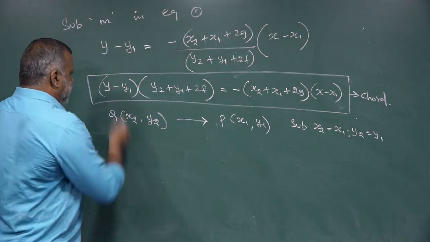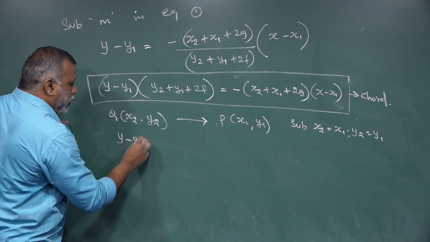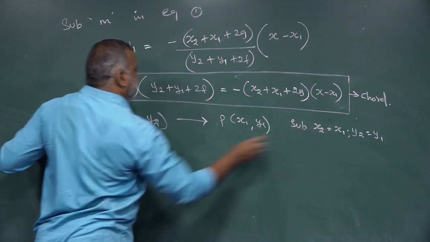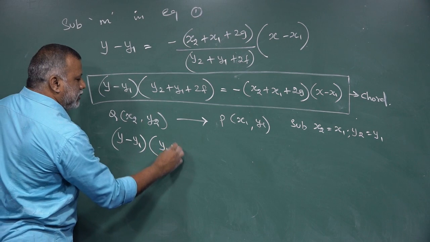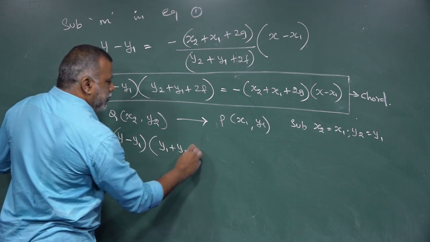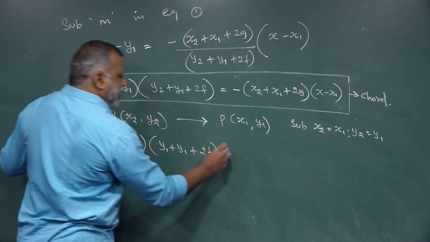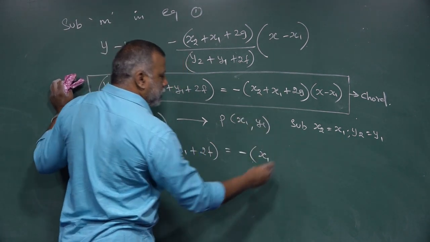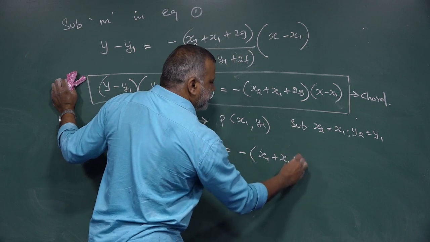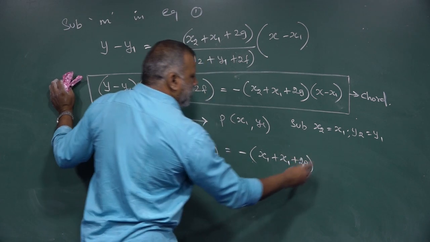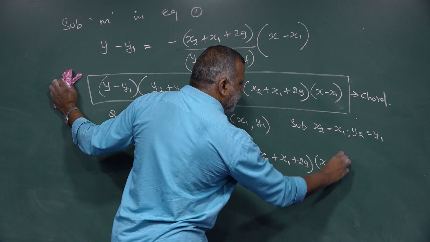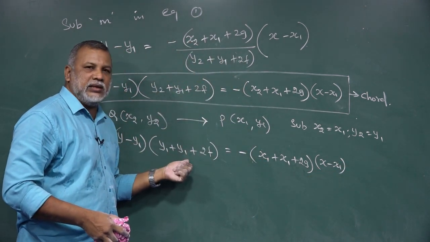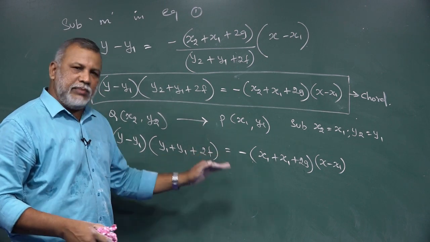So I am substituting here. See here, y minus y1. Instead of this y2, I am going to replace y1. Therefore, y1 plus y1 plus 2f is equal to minus of, replace this x2 with x1, x1 plus x1 plus 2g, of x minus x1. Now this chord becomes tangent. This is the equation of the tangent. We can simplify this one.